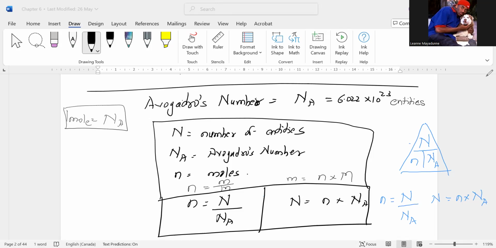This is easy, right? Yeah. Sorry, I'm just copying down the n equals number of entities. Go ahead, no problem. Okay, I got it done.